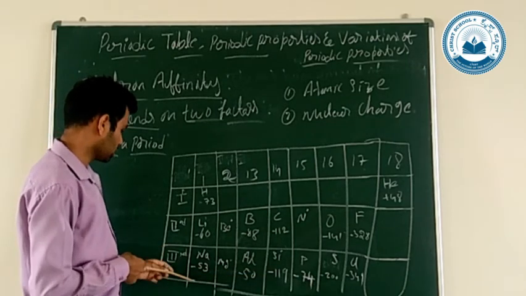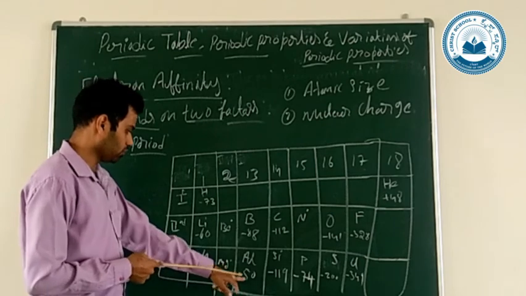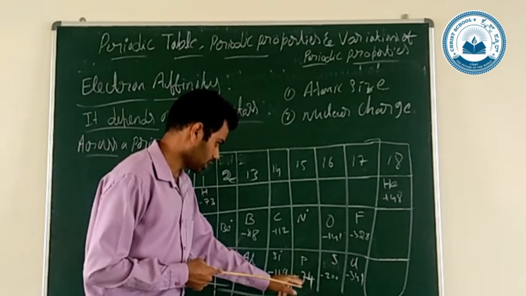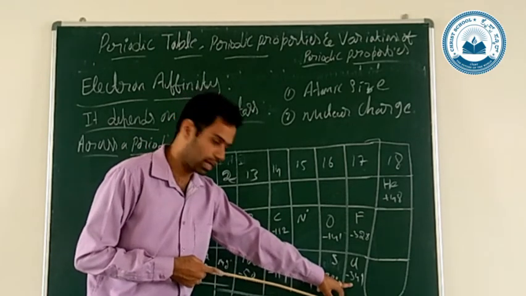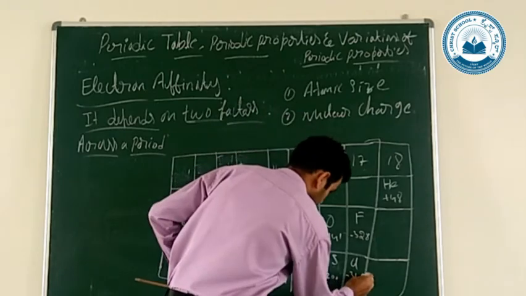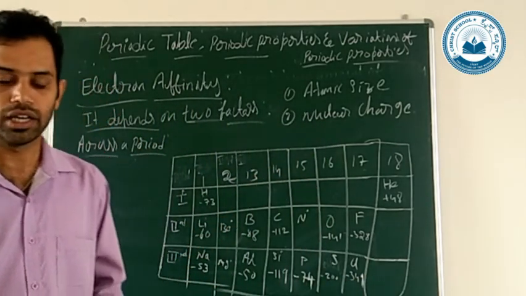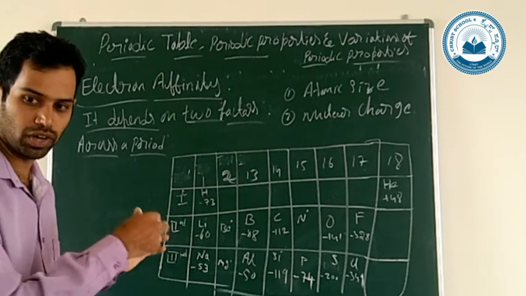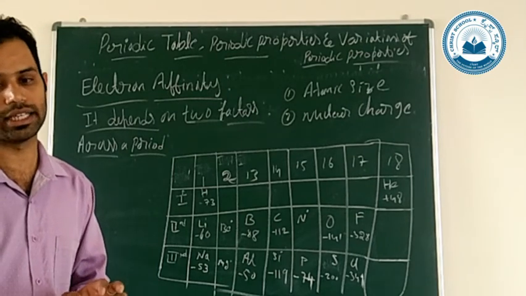Now look at the third period: sodium 53, aluminum 50, silicon 119, and this is the noble gas, and sulfur 200, and chlorine 349. So from these values we can conclude that across a period, if you move from left to right of the periodic table, electron affinity will increase.